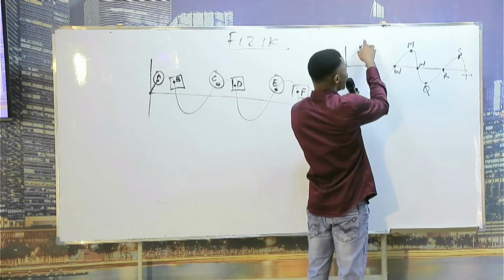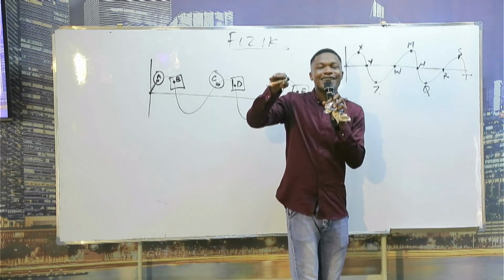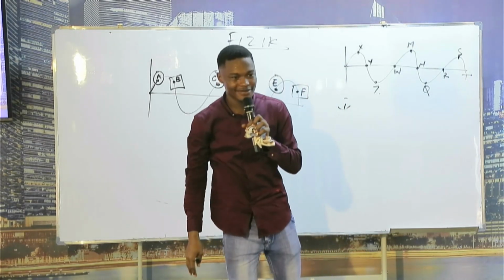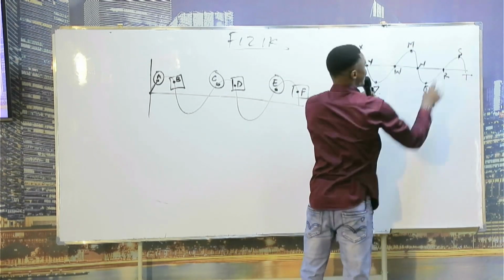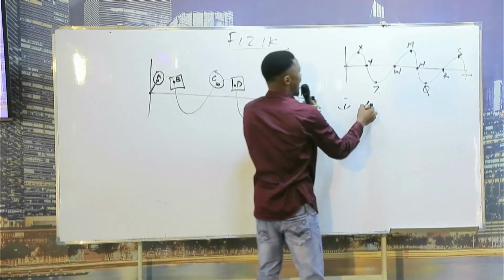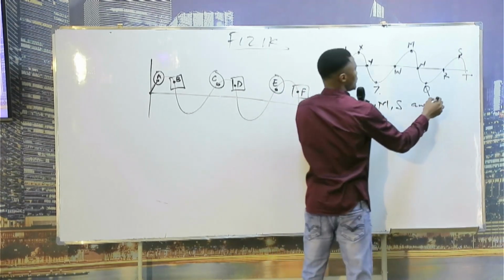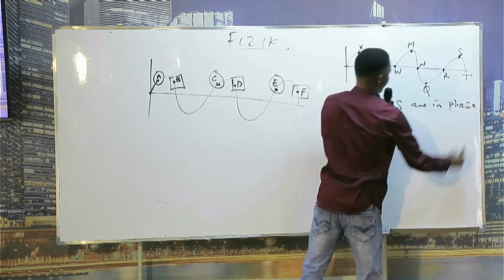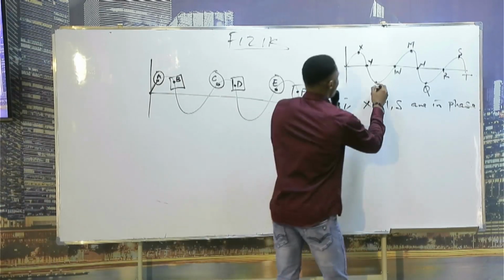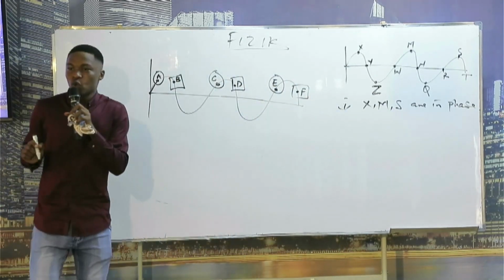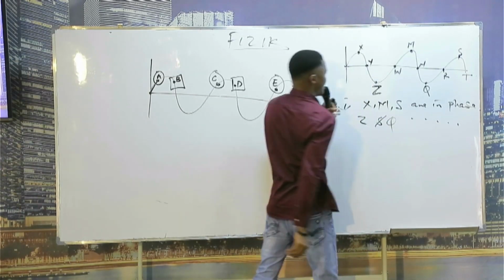In fact, you should not even be considering anything down, because remember we said that phase means that they are the same points. So X, M, and S are in phase. Now, which other ones are in phase? Let's do Z. Z is in phase with who? So we can say Z and Q are in phase.